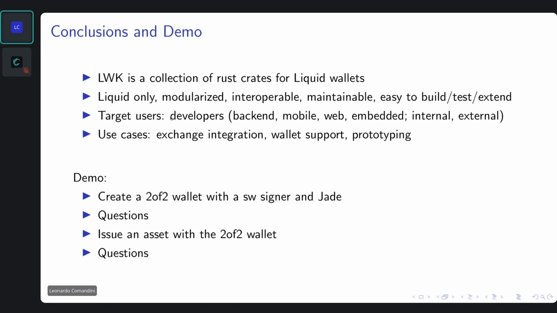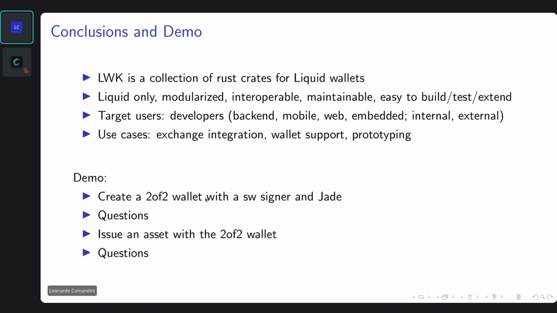So that concludes the presentation part, and the next step will be a demo. The demo will be split in two parts. In the first part, we will create a 2 of 2 wallet with both a software signer, so a signer which has the signing material, the secret, on the device on which LWK runs, and a Jade. So a signer where the signing material is on the Jade side.